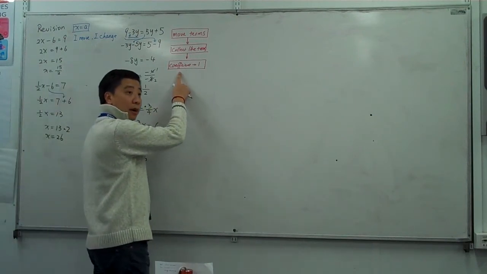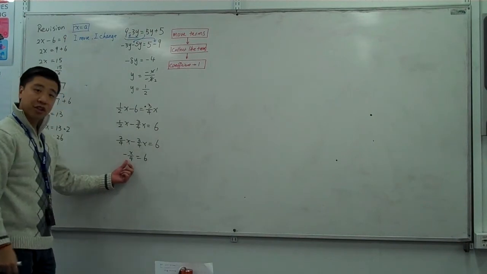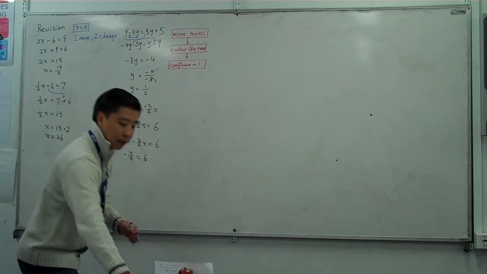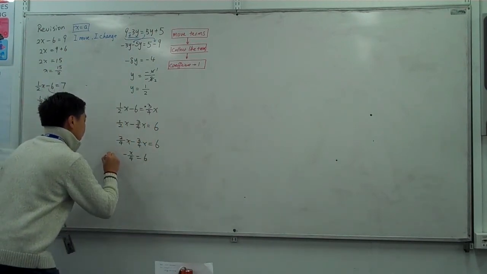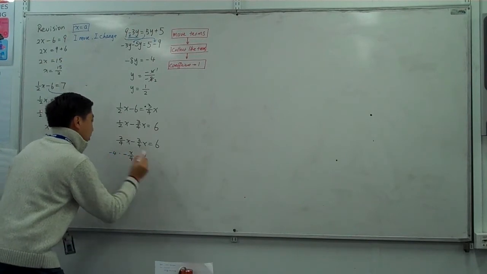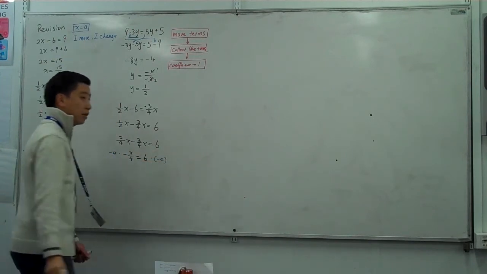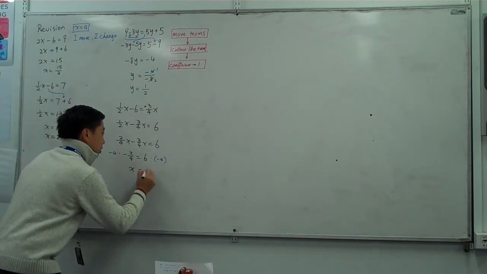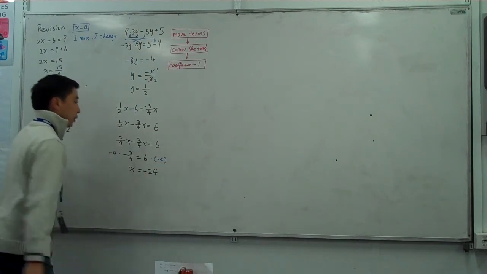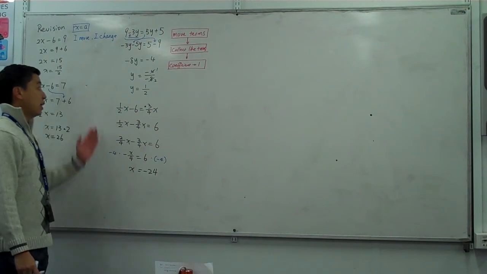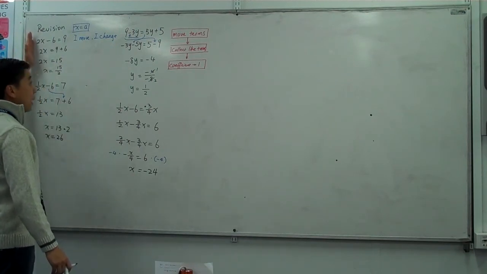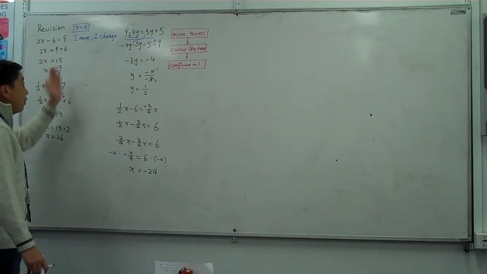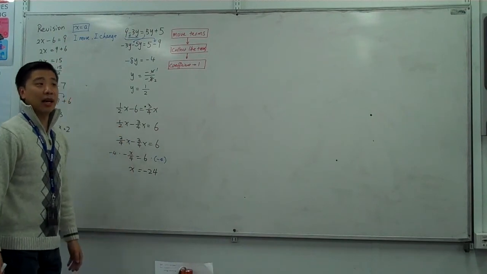Now the last step is to make the coefficient 1. So this coefficient is negative 1 over 4. So I need to times negative 4 on both sides, times negative 4 on both sides to get rid of the denominator. So we have x equals negative 24. So this is the answer. Now as we can see, it doesn't matter whether you have the whole number as the coefficient or the fraction as the coefficient. The way of solving equations is exactly the same.